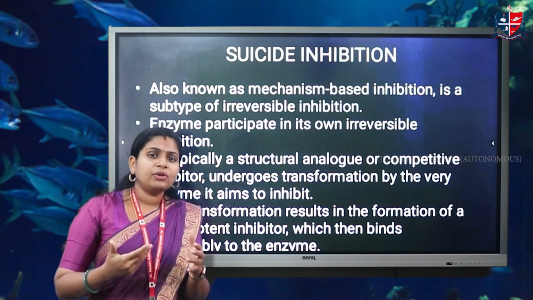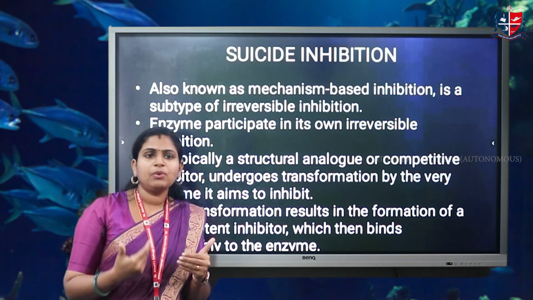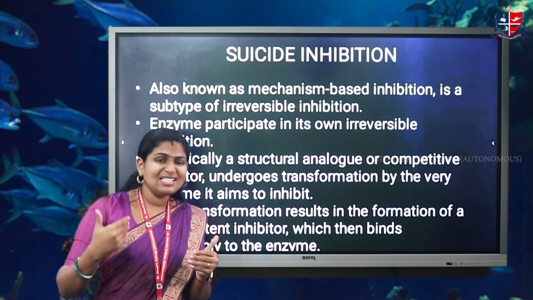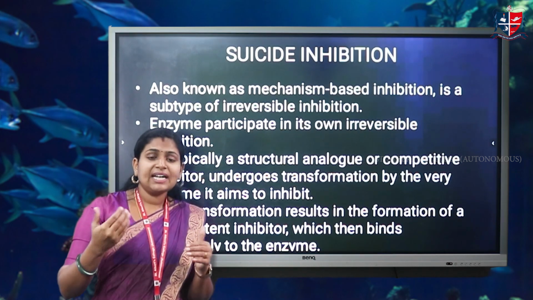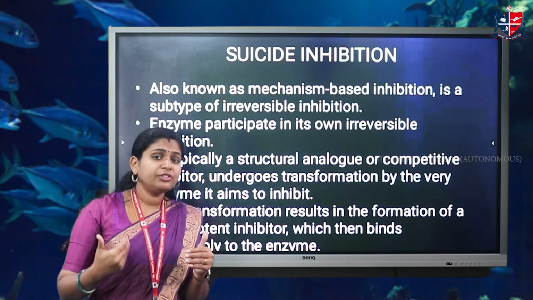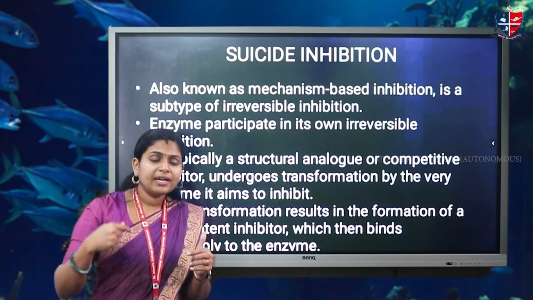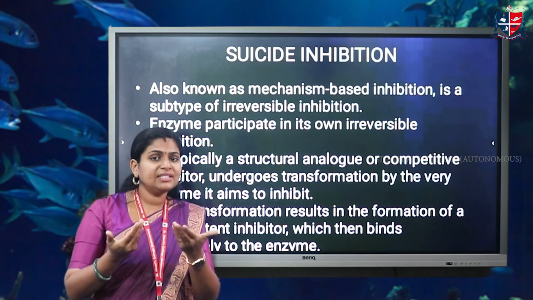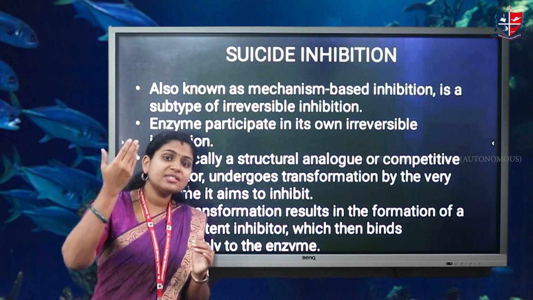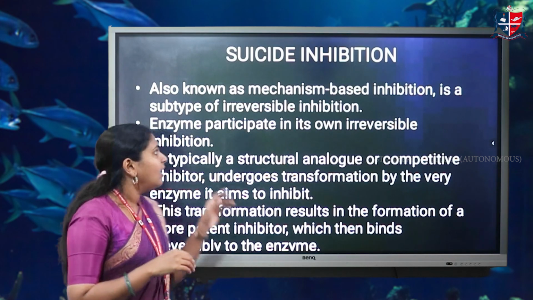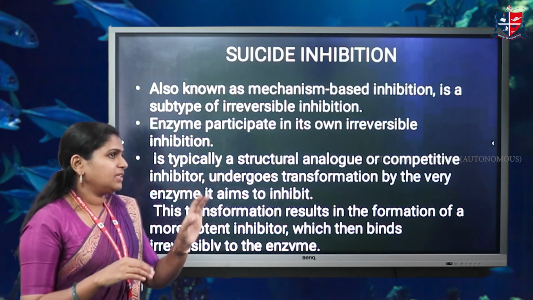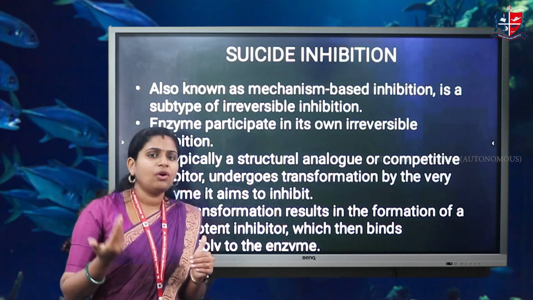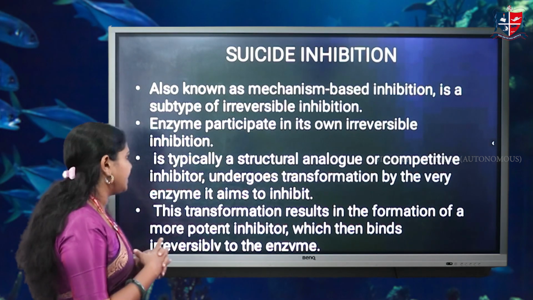We already know about the metabolic pathway: A converts to B, to C, to D, and the last product, the end product of that pathway, will be converted to a toxic compound, and it will inhibit that pathway at the first reaction. That means the metabolic pathway compound will be converted to a toxic compound. That is why it is known as suicide inhibition.